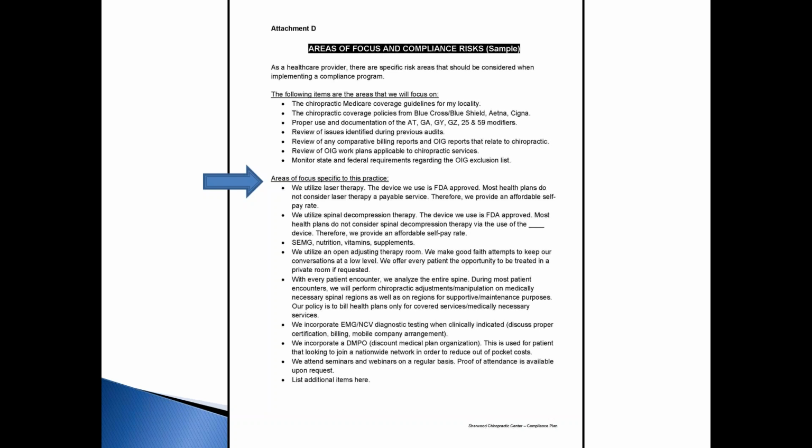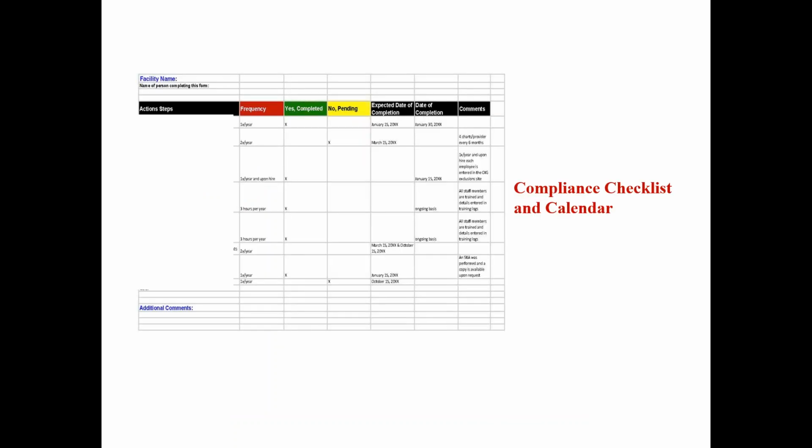What's your policy on that? If you don't have a policy on that, you could be accused of undercoding. So we have a policy here. We analyze the entire spine. During most encounters, we perform chiropractic adjustments on medically necessary regions, as well as on regions for supportive maintenance. We only bill for medically necessary services.